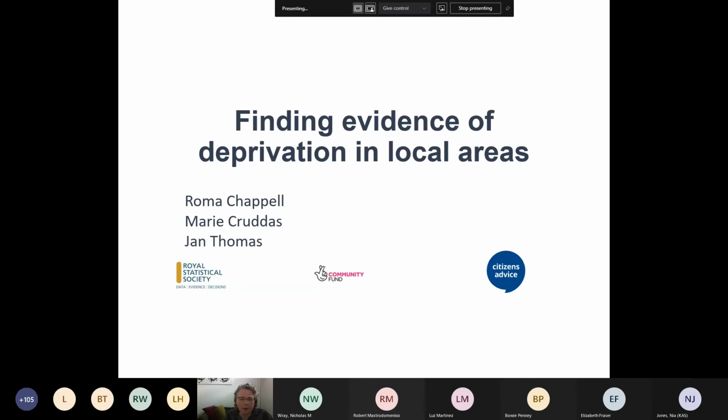Okay, lovely. I can see the slides. So thank you very much, Rob. I'm Marie Cruddas, and I'm going to talk about the Statisticians for Society project, where Roma and I were the RSS volunteers working with Jan Thomas from Portsmouth Citizens Advice on a project to gather information, the aim of which was to help Citizens Advice to provide the best service they can for the people of Portsmouth.